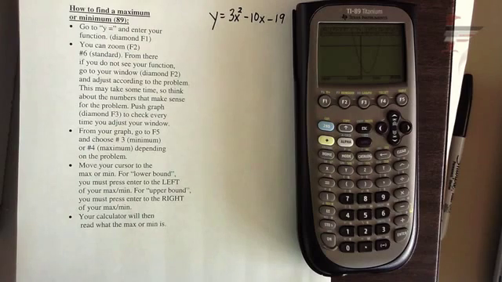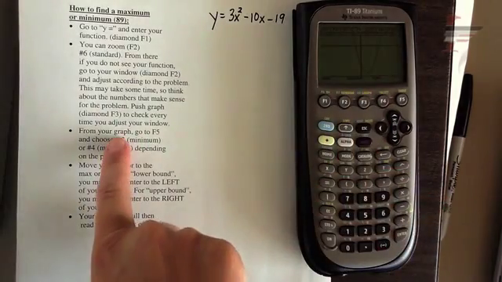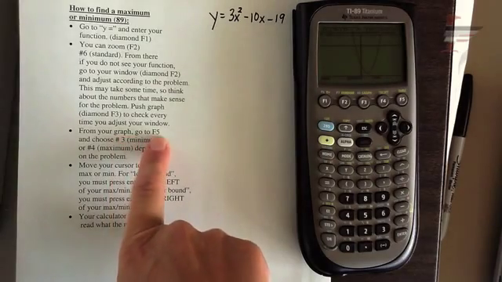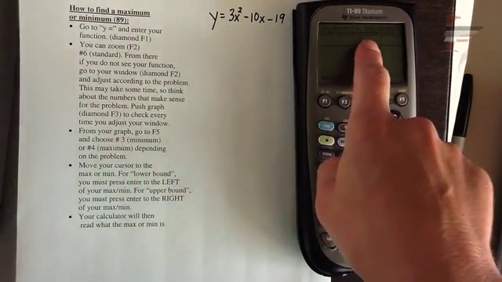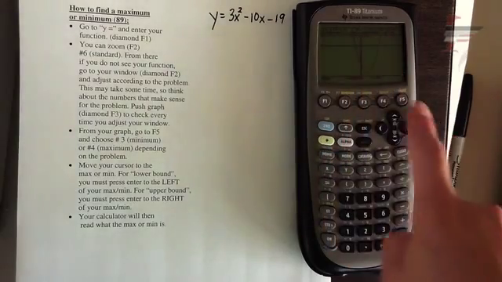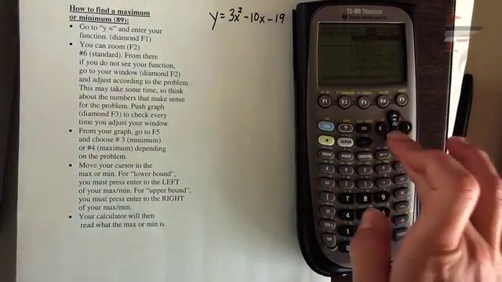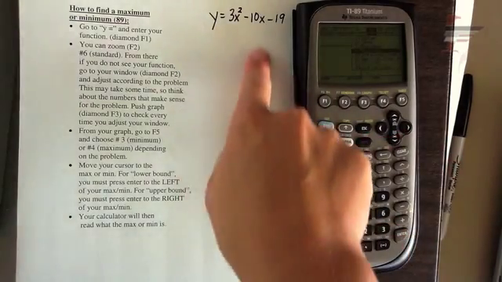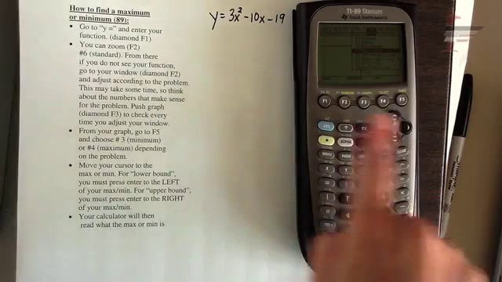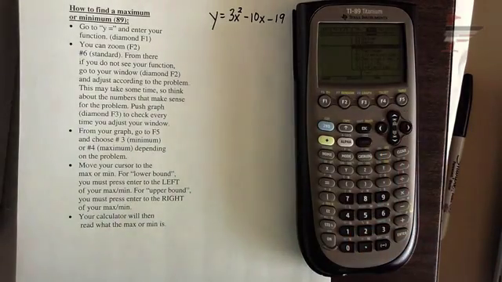And yes, and sometimes it's not enough, so you keep going back to your window and adjusting until you see what you want to see. Now that I see my minimum from my graph, I'm going to go to F5, and notice F5 here says math. Okay, so choose F5 for math, and then you see you have a minimum and a maximum option. So since my parabola is opening up, I obviously want a minimum, so make sure you choose the correct one.